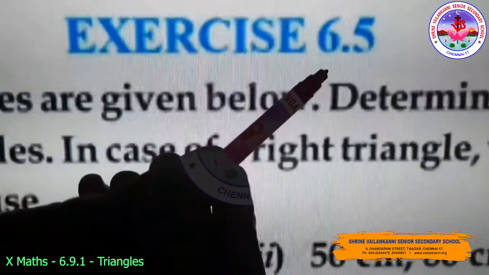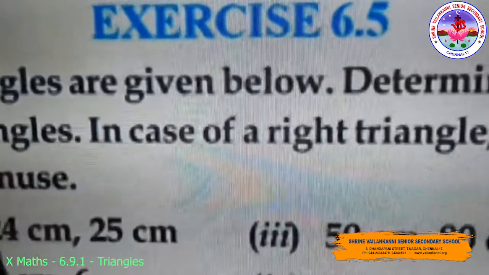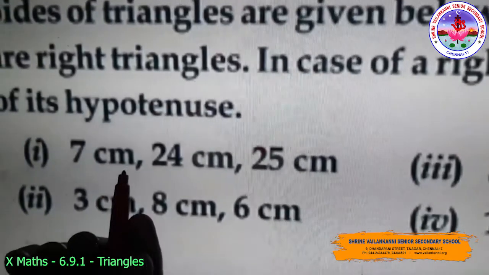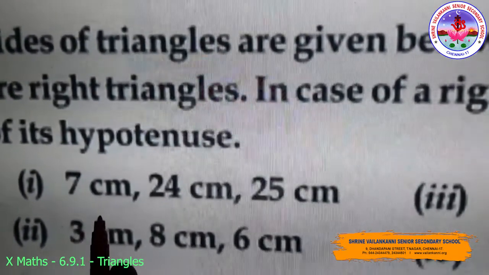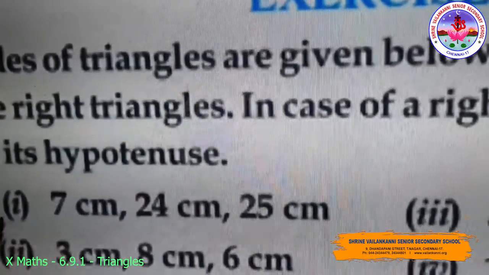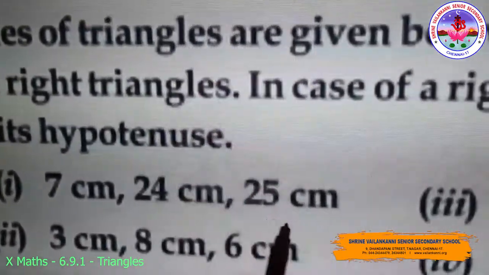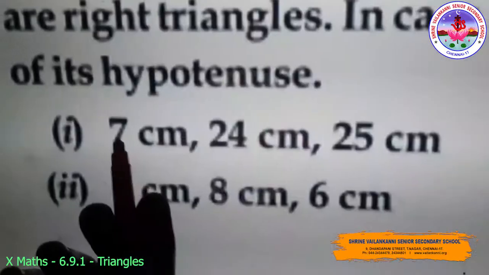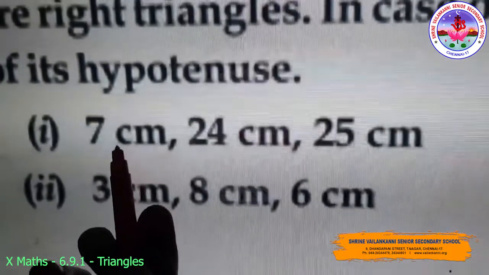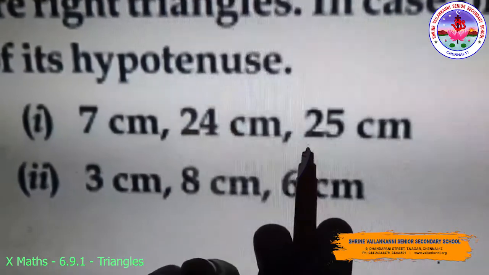Now coming to exercise 6.5, the first problem, sides of a triangle are given below. We want to determine which sides form a right angle triangle. So if it is a right triangle, we have to find out its hypotenuse. So here in the first subdivision, the sides of the triangle are given as 7 cm, 24 cm and 25 cm. So we want to square all the sides. Then we are going to check that the sum of the squares of any two sides is equal to the third square.